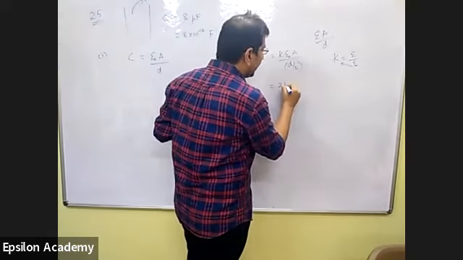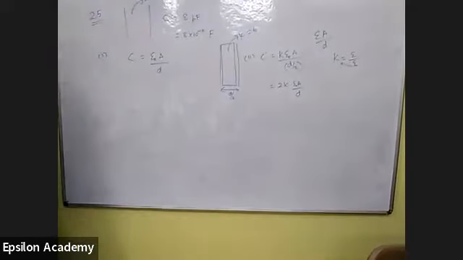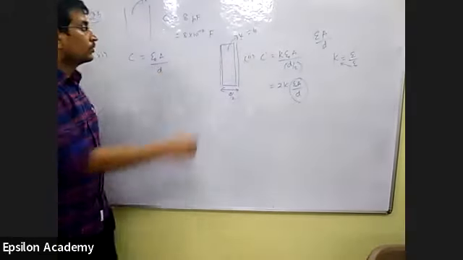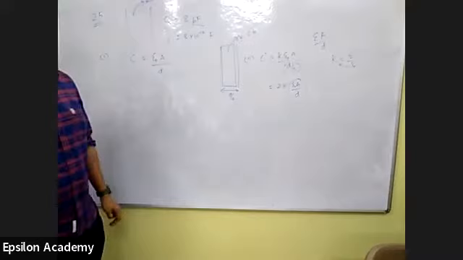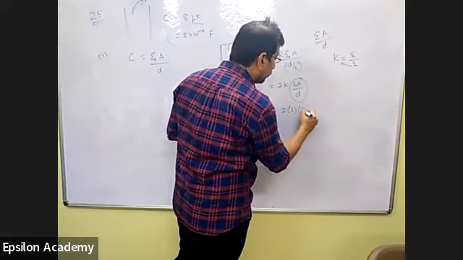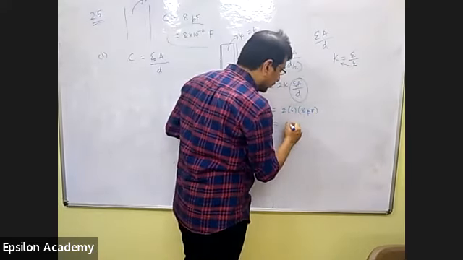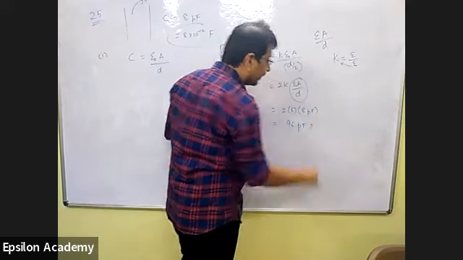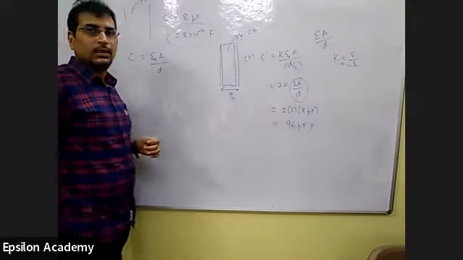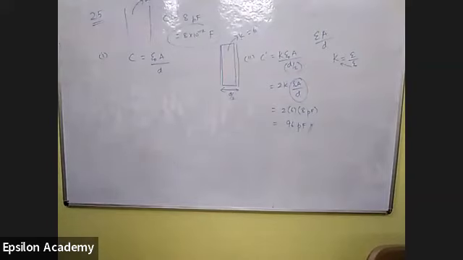So 2 times K into epsilon naught A divided by D. But epsilon naught A divided by D is 8 into 10 power minus 12. So it becomes 2 into 6 into 8 picofarad. How much will it be? 12 into 8 is 96. So 96 picofarad is going to be the answer. It has increased by a factor of 12. Is that clear? So this is a good problem.